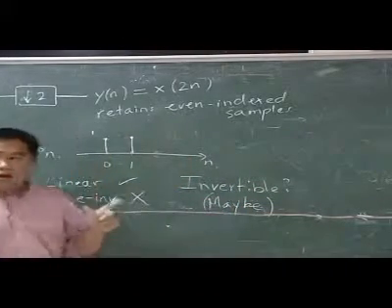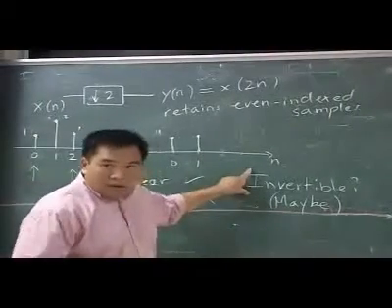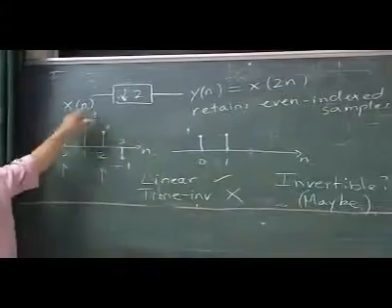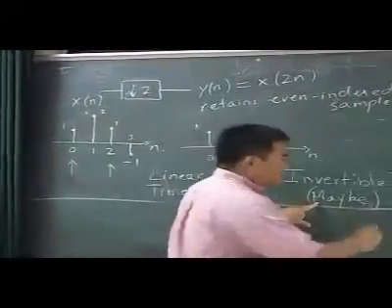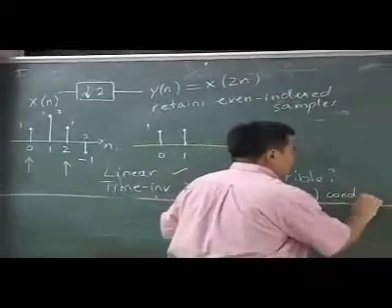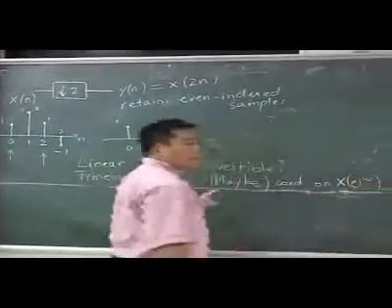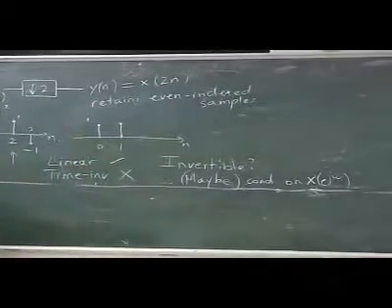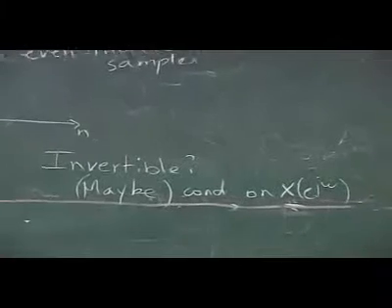I will show later on in the frequency domain the condition on the signal X such that it is invertible. So this is a condition on X of e to the j omega. Okay? Any question?